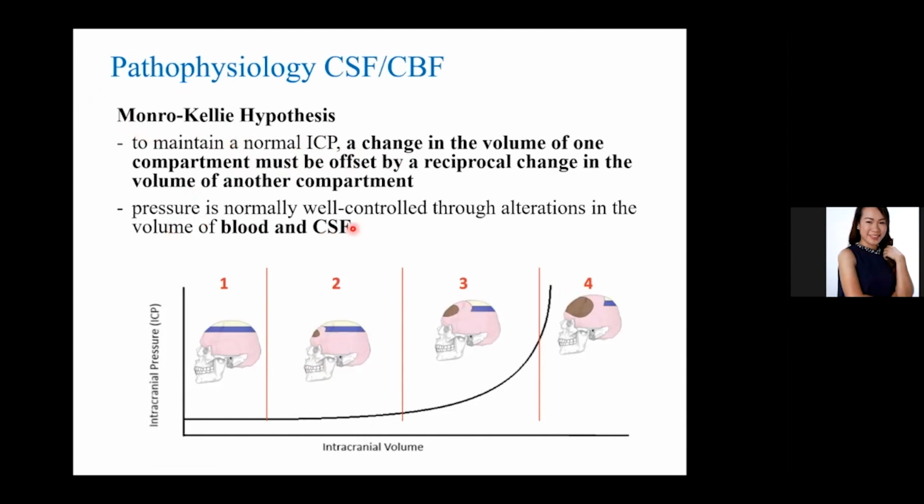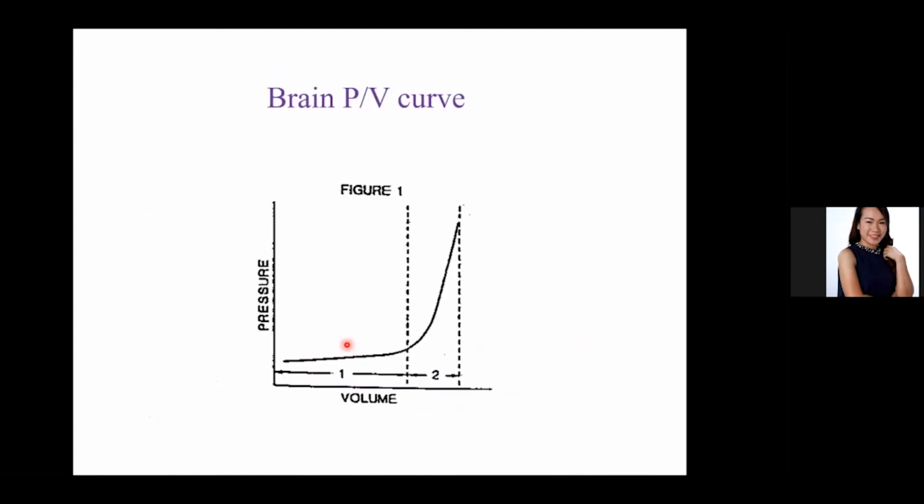Pressure is normally well controlled through alteration in the blood and CSF. Okay? This is a funny one, class. Of course, it's the blood and the CSF that will adjust. The brain tissue is the last to adjust because when the brain tissue is the one that is adjusting, it only means that herniation already happened. Okay, now we have here the brain pressure and volume curve.